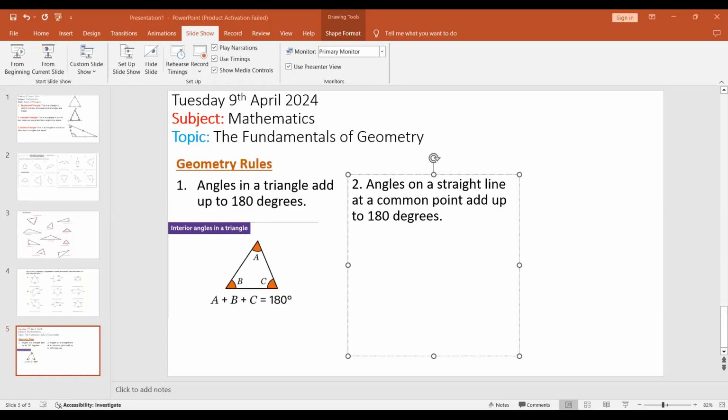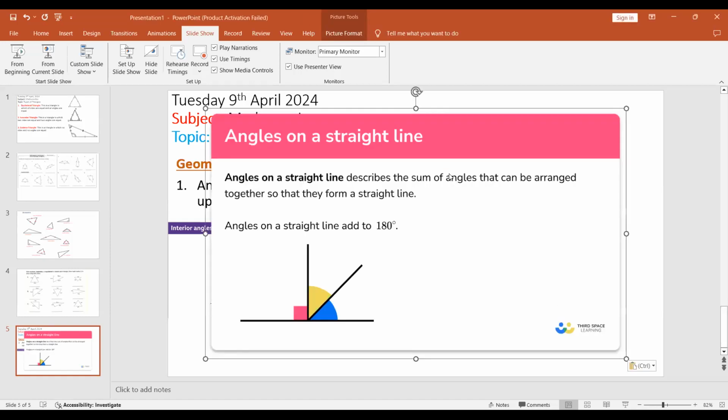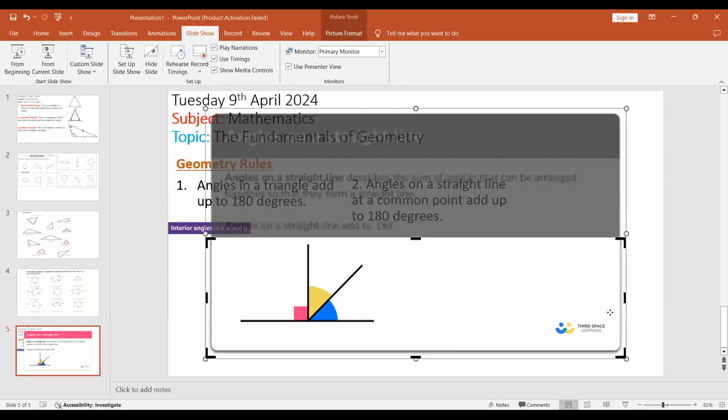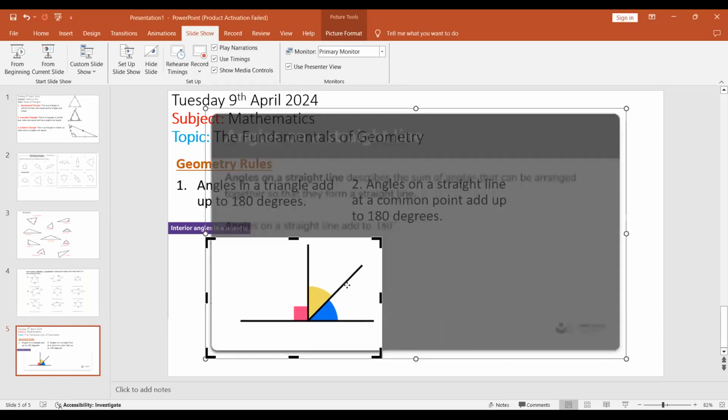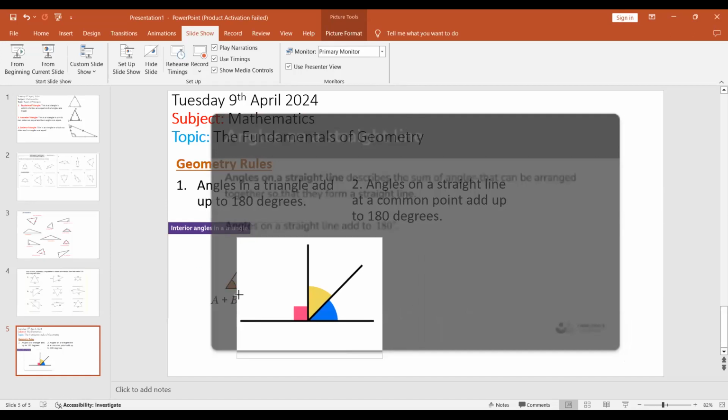180 degrees. What about angles on a straight line at a common point? They add up to what? 180 degrees. And so let me just show you this example of angles at a common point.